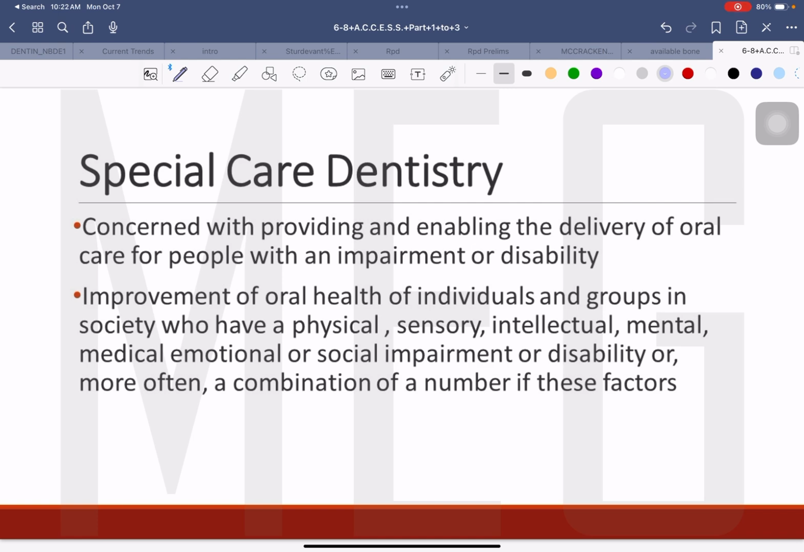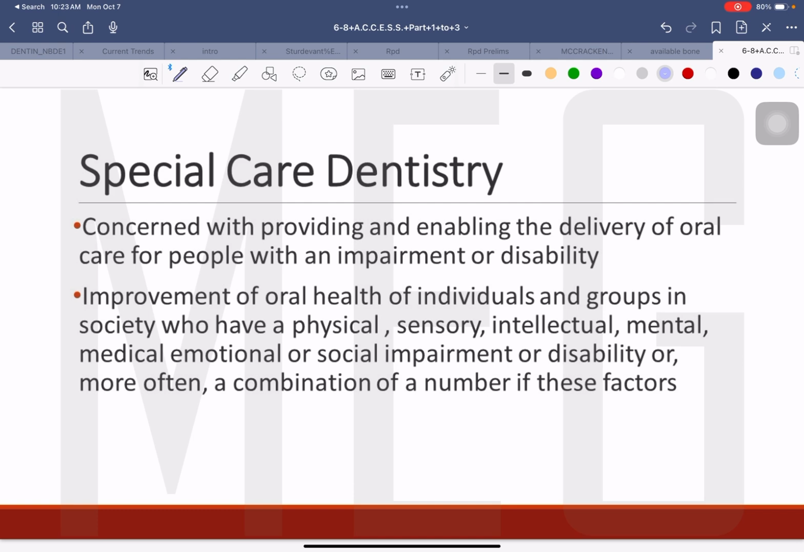So it doesn't mean that if you are a special care dentist, you have to do the treatment, everything, on your own. This is where you will learn how to refer to other dentists, or to other physicians.